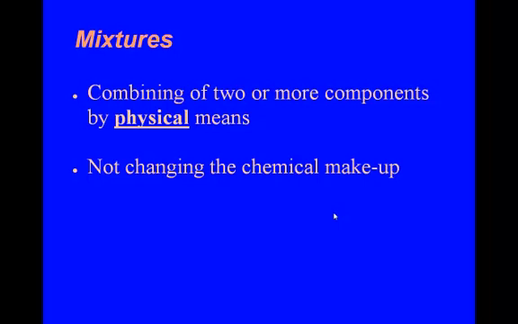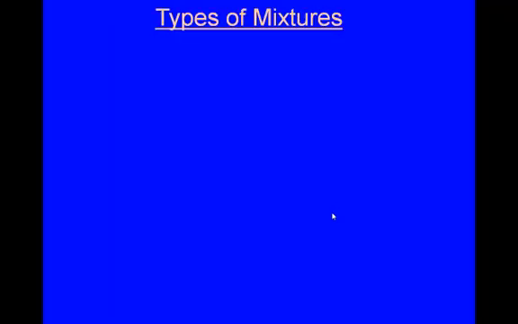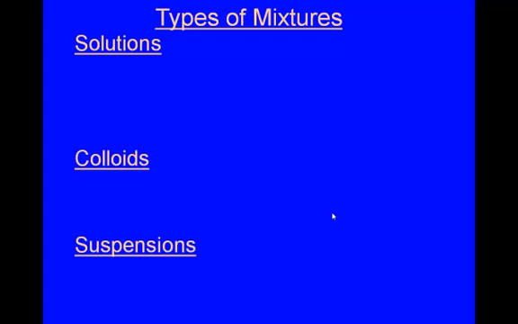Mixtures. This is the combining of two or more components by a physical means, not chemical, physical, like stirring. So you're not changing the chemical makeup at all. Next, we're going to move on to types of mixtures. You have solutions, colloids, and suspensions.